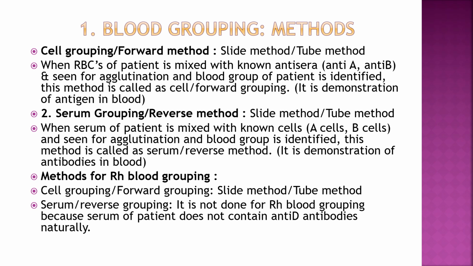In forward or cell grouping, we take the cell suspension of RBCs of the patient and add known antisera. In serum grouping, you take the serum of the patient and add known cells from the kit. Then we look for the clumps. For Rh blood grouping, only forward grouping is done, that is cell grouping. Reverse grouping is not done because natural anti-D antibodies are not there.